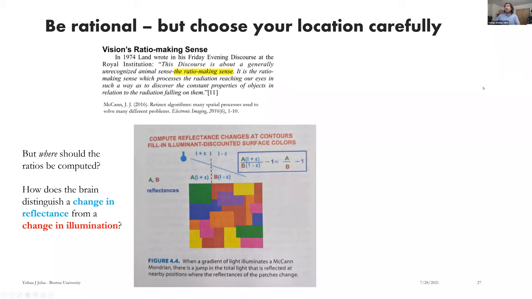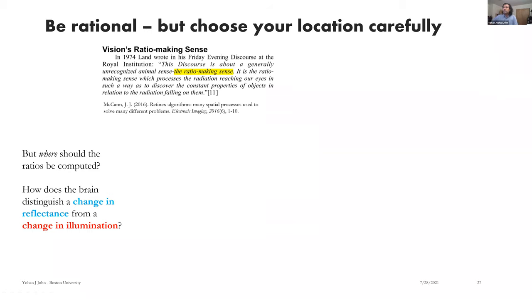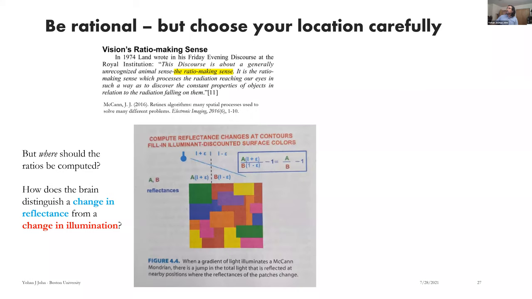How does the brain, and this is the key thing that Steve wants us to think about, distinguish a change in reflectance, a change in real color, from a change in illumination? This is a problem. You can't just compute, because if there's varying illumination, then a difference in shade can always be confused with a difference in illumination, unless you do something very smart, which is what these systems do. So you compute reflectance changes at contours and then fill in the illuminant-discounted surface colors. This is the whole recipe, which we've talked about before, boundaries and surfaces, but now motivated in a more ethologically and ecologically relevant way.